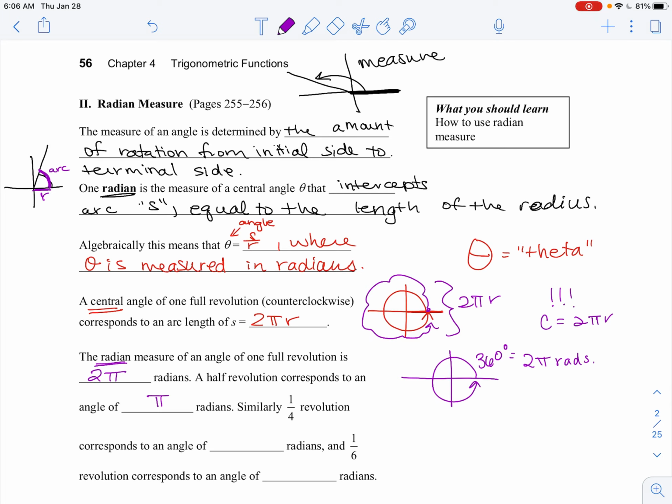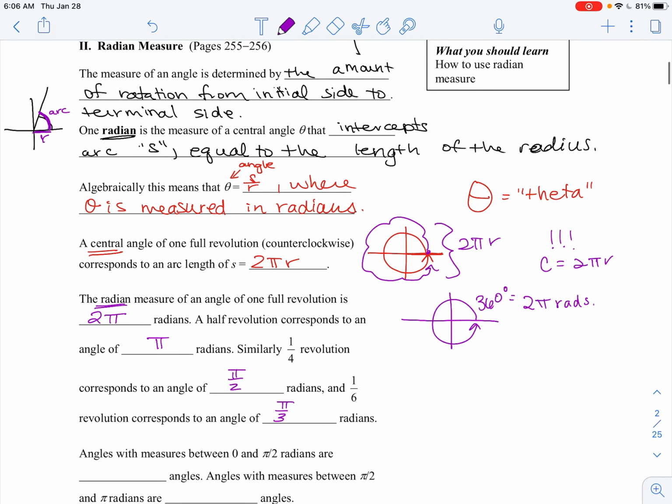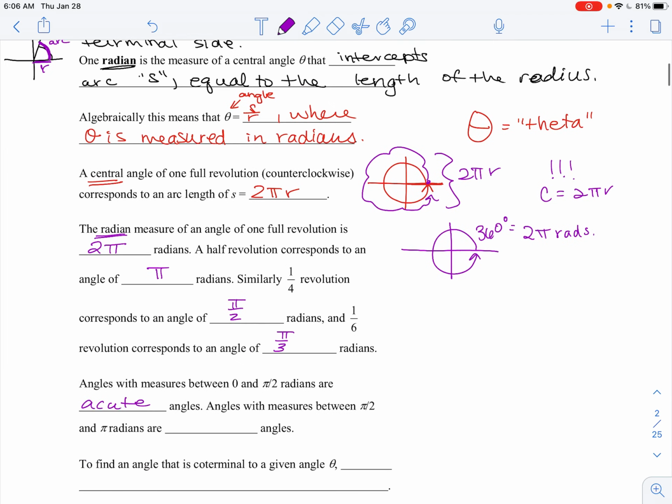A quarter revolution, or 1/4 of 2 pi, we would say is pi over 2 radians. And 1/6 revolution corresponds to an angle of 2 pi times 1/6, which is pi over 3 radians. Angles with measures between 0 and pi over 2 are acute angles, and angles with measures between pi over 2 and pi are obtuse.